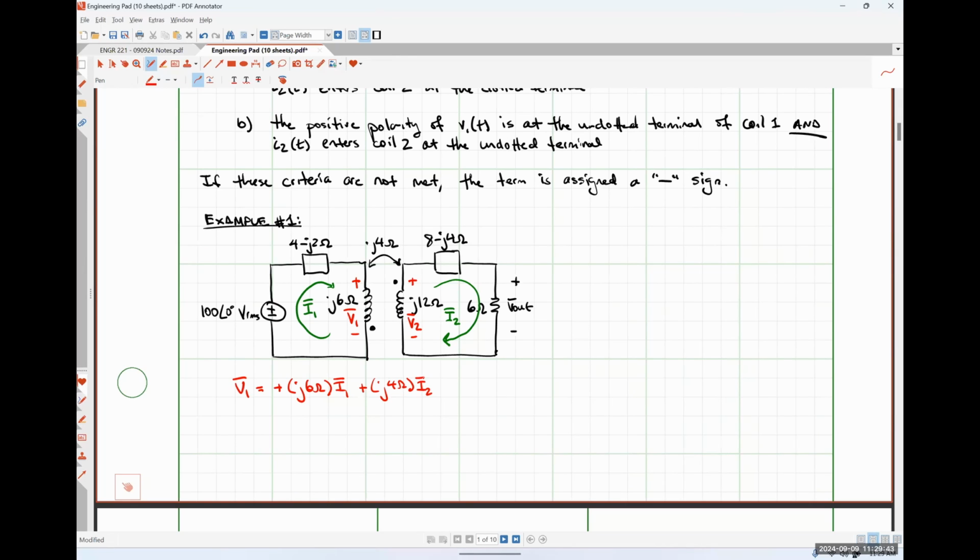Before we look at our induced voltage V2, does anybody have any questions on where these plus signs came from or where these values came from? Okay.